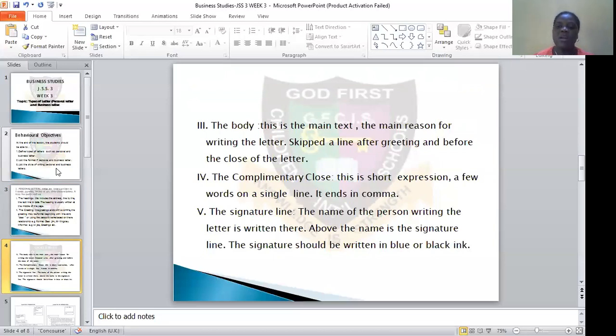And the next one is the complementary close. As a cultured person, you must greet the person, and you have your short expression of just a single line to end the letter you are writing. When you write the complementary close, you write a comma after it. And the last one is the signature line. You write your name, then at the upper line, you put your signature there. Your signature can be in black or blue ink. Those are the parts of the personal letter.